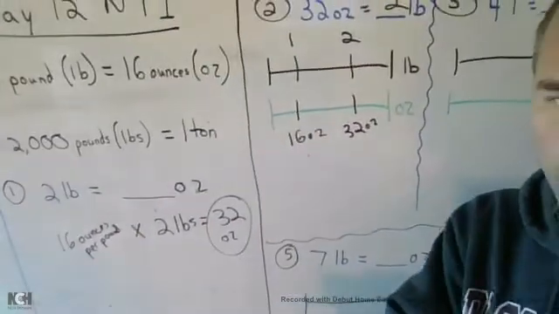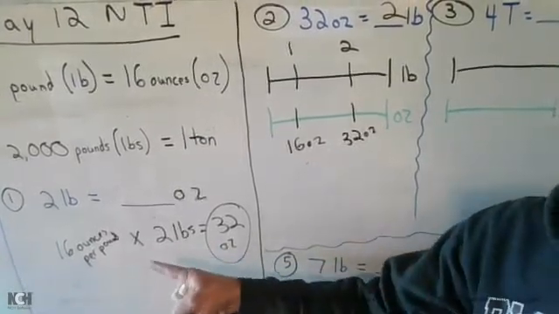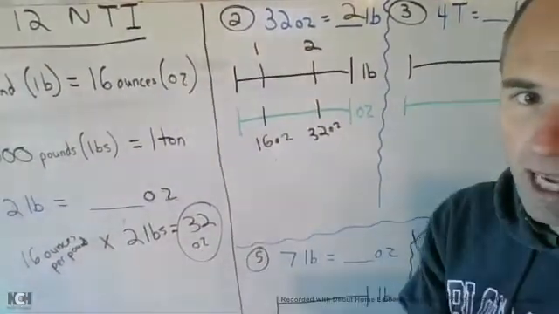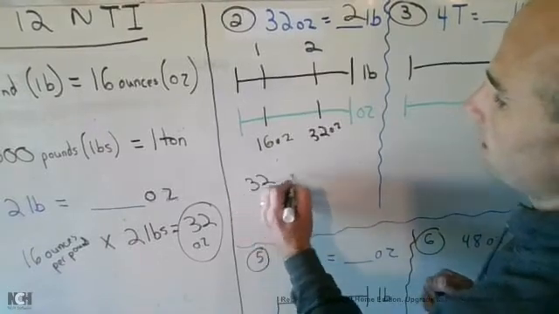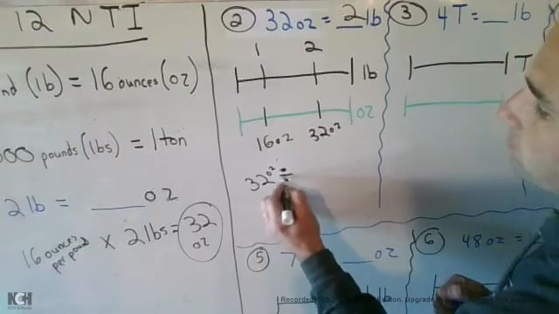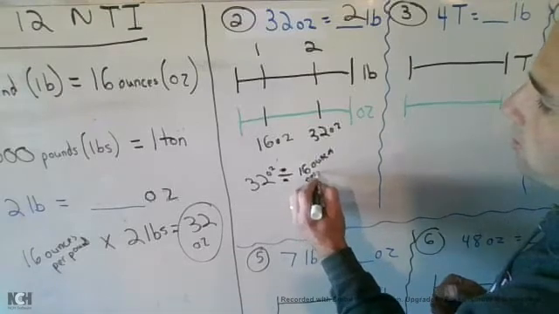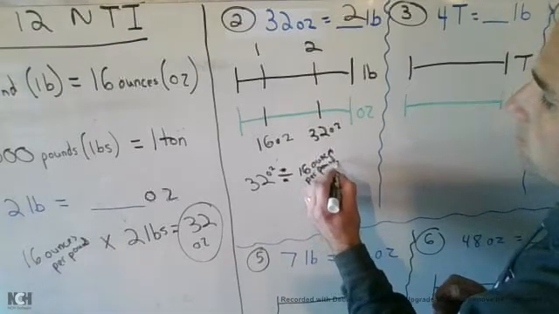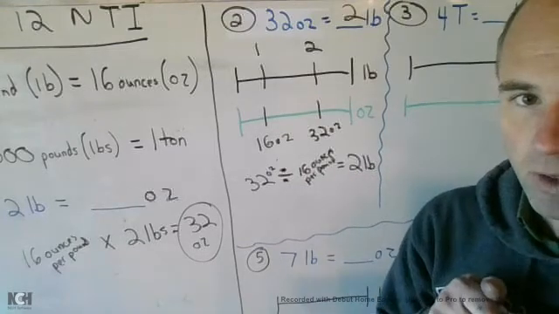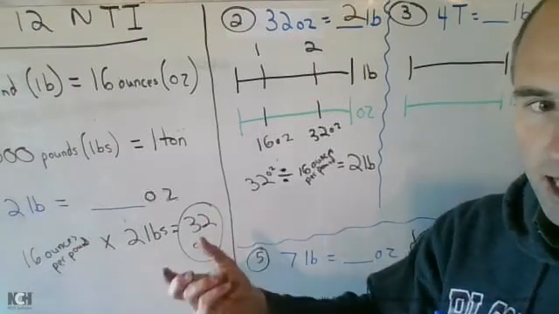That matches our other problem down here, going in the opposite direction. Well, if we're multiplying here to get our answer, guess what we had to do up here? We had to divide 32 ounces divided by 16 ounces per pound, equaling that 2 pounds. Opposites. The inverse operation.